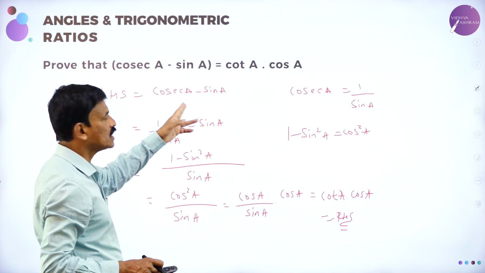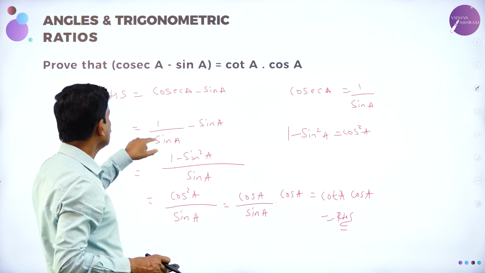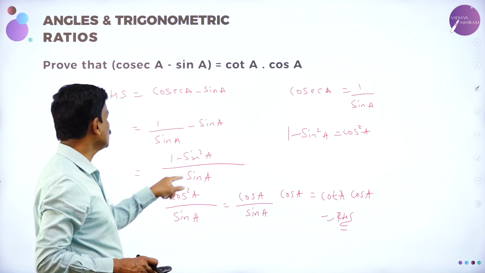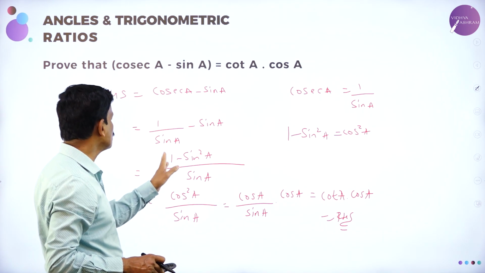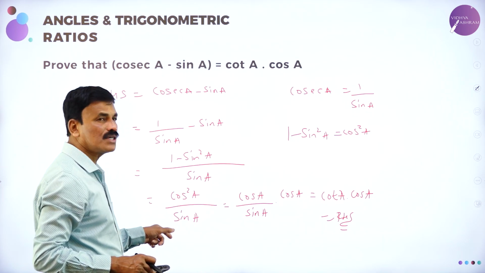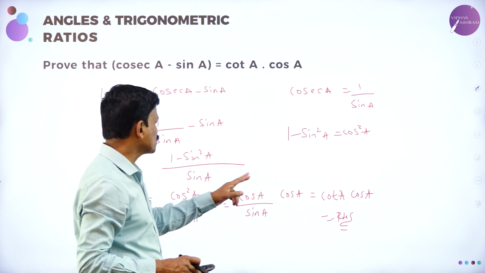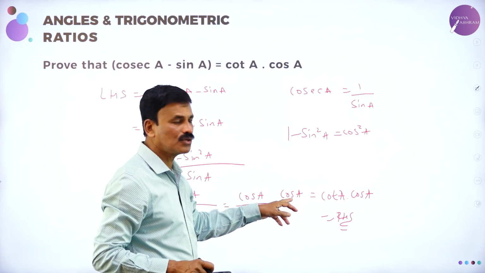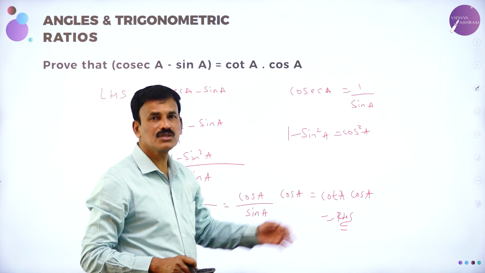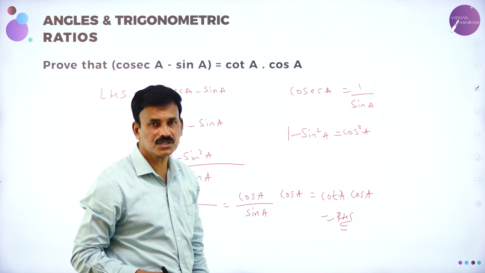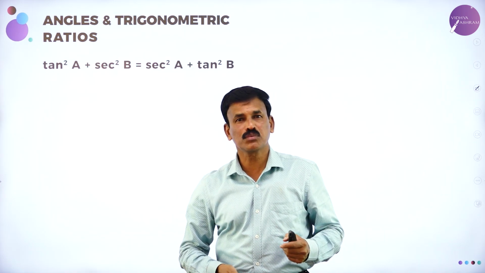Take LHS, cosecant A minus sin A. Cosecant A is 1 by sin A minus sin A. Take LCM, sin A is LCM, cross multiply. 1 minus sin square is cos square. Cos square can be split as cos into cos. Cos A by sin A into cos A. Cos by sin is cot A into cos A, which is the required RHS. Now, let us move on to the next problem.